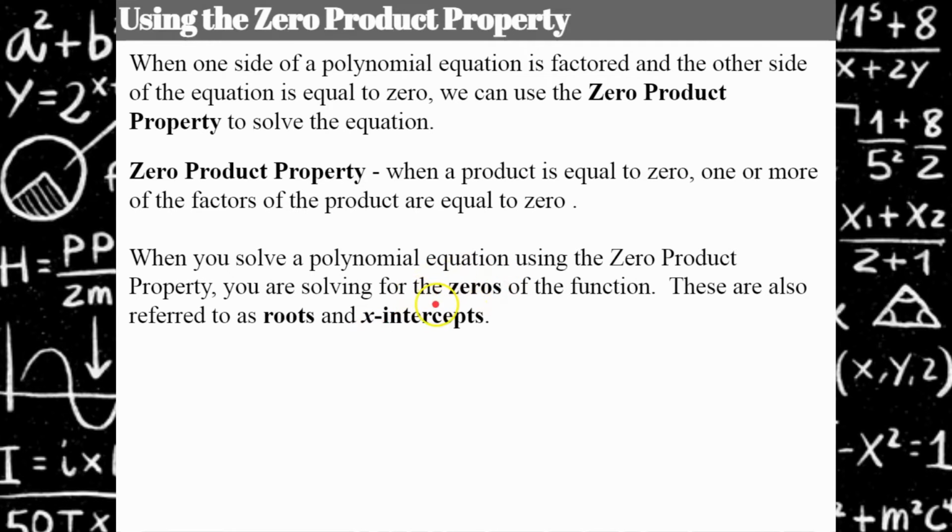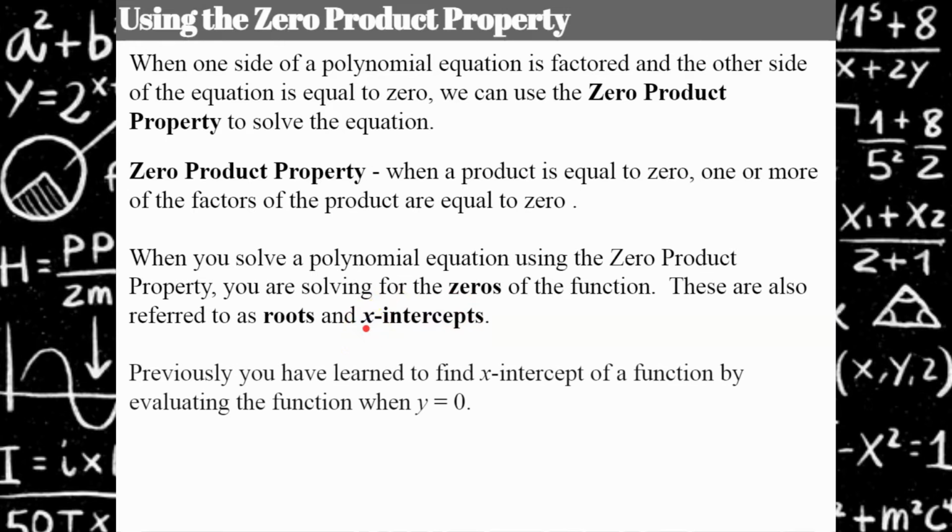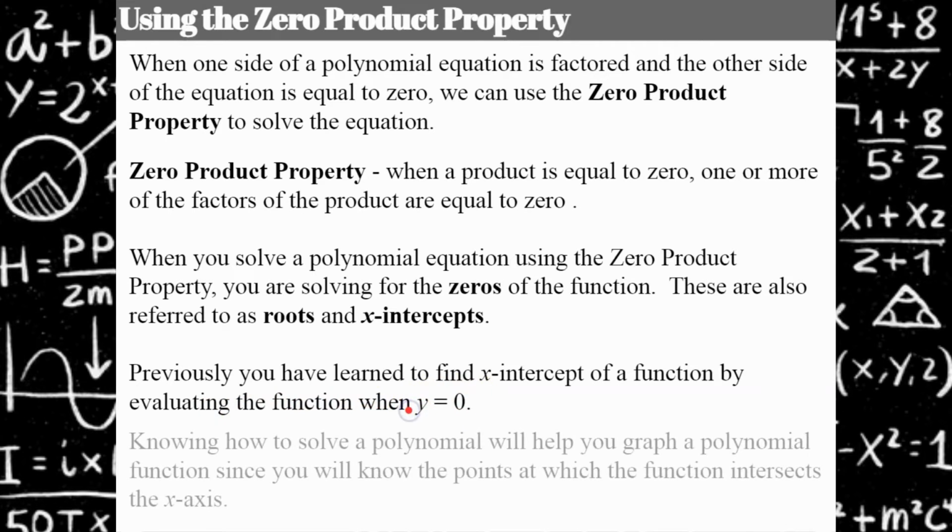And we call these zeros because if you remember learning how to find x-intercepts from a linear function, you find those by evaluating the function for when y is equal to 0. Well, that's the same thing that happens here. We replace y with 0, and we solve to find the value of x when y is 0. So that's where the zeros come from. And in a quadratic function or a polynomial function, they call these the roots, and they are also the x-intercepts. So previously, we've learned to find the x-intercept by evaluating the function when y is equal to 0. And it's the same thing we're going to do with a polynomial.